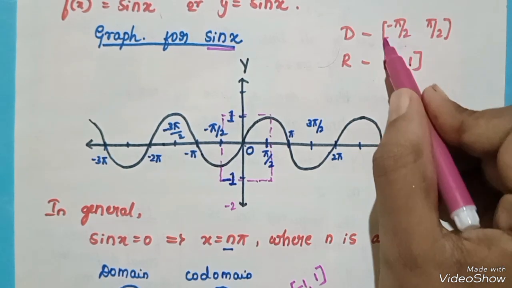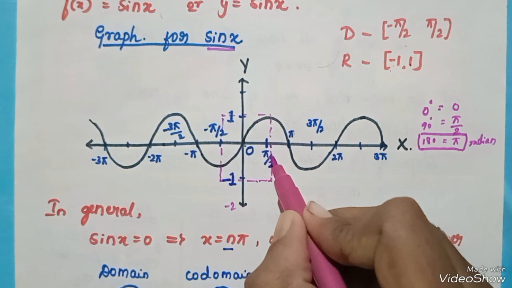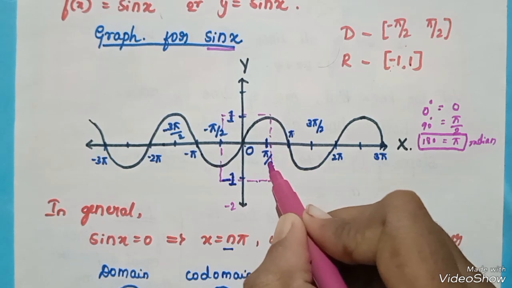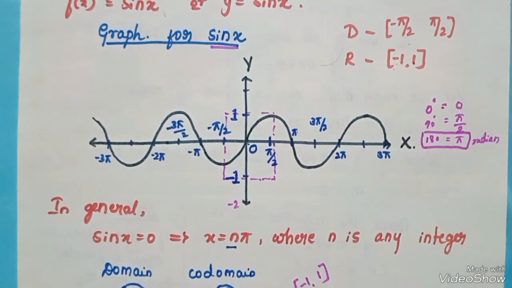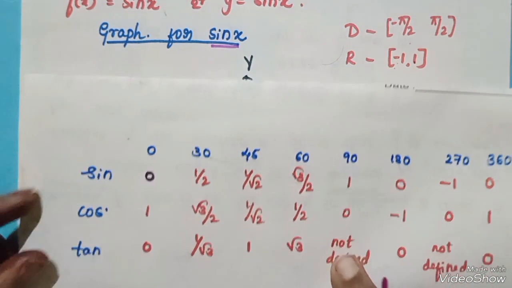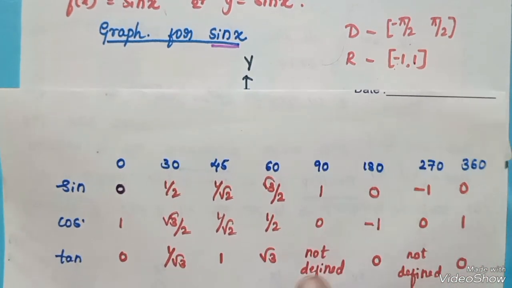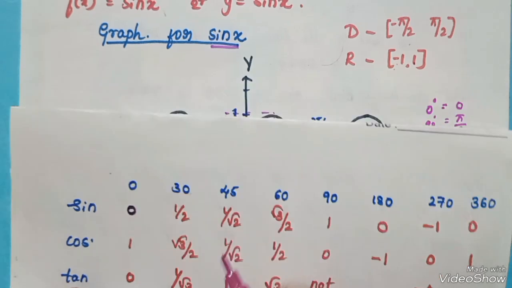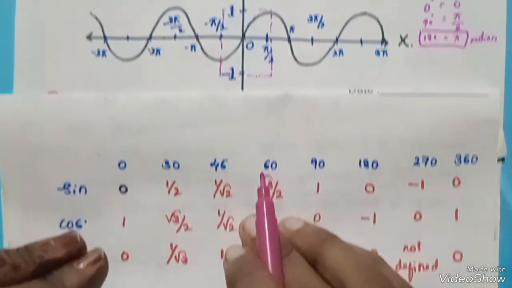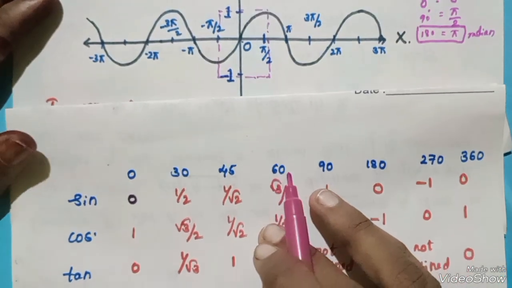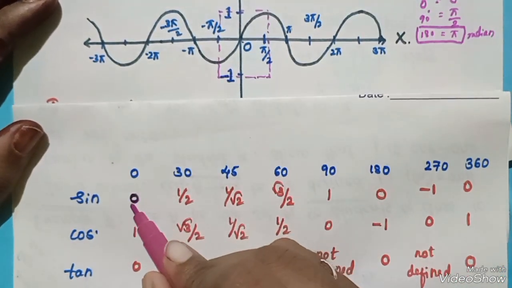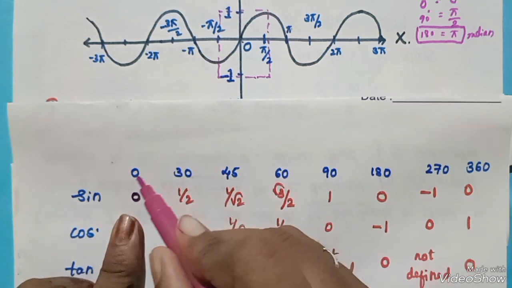For values taken from minus pi by 2 to pi by 2, we get the result between minus 1 to 1. Let's consider the chart. Here in this chart we have sine. See here in this graph, the values start at 0 degree, and that is in terms of radian.